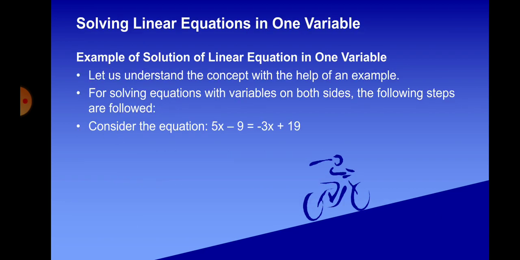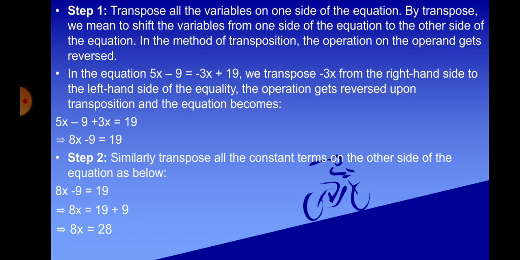Solving linear equations in one variable. Examples of solutions of linear equations in one variable. Let us understand the concept with the help of an example. For solving an equation with variables on both sides, the following steps are followed. Consider the equation 5x - 9 = -3x + 19. Step 1: transpose all the variables to one side of the equation.